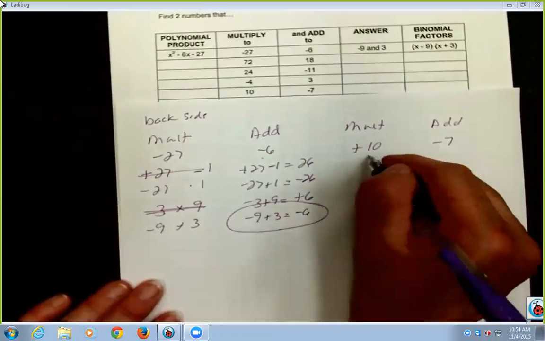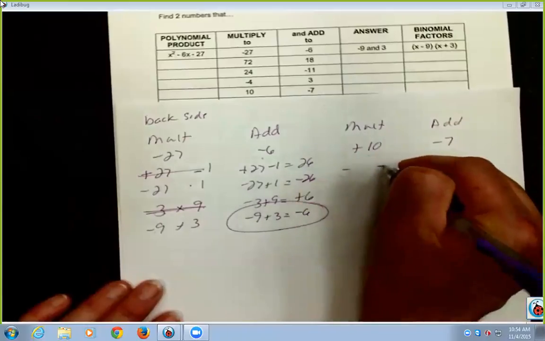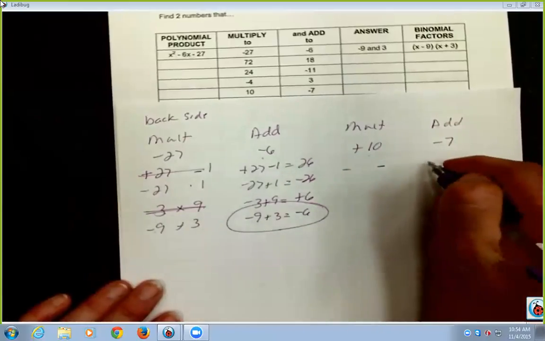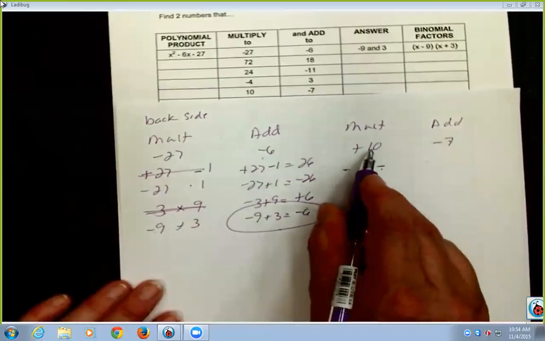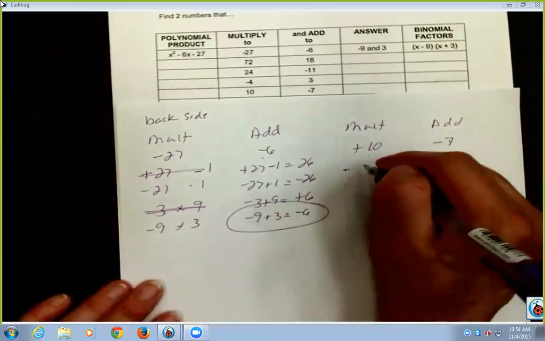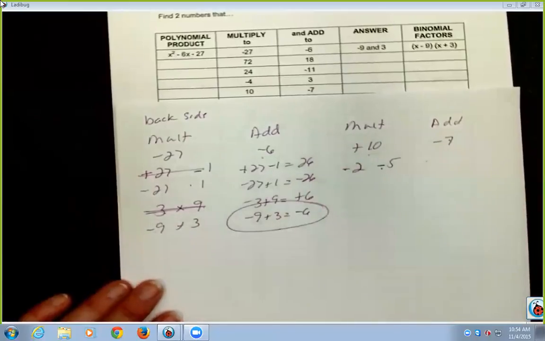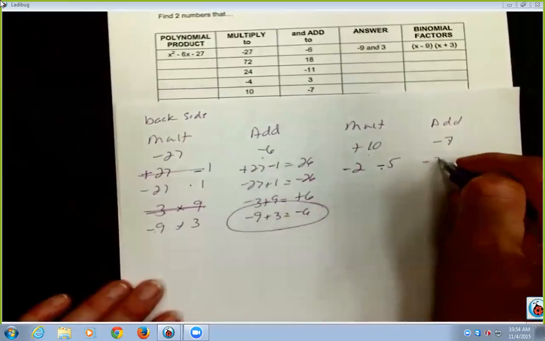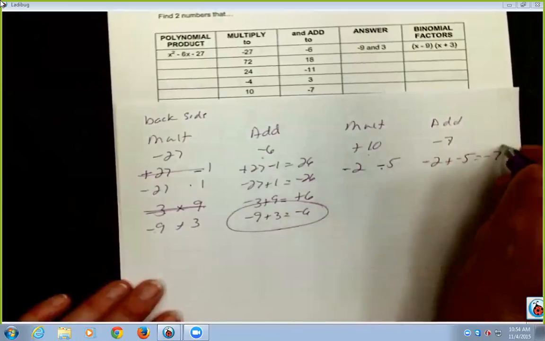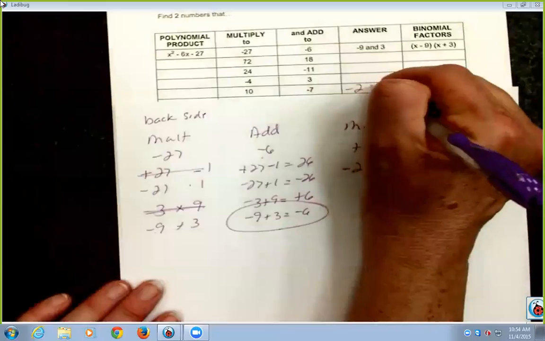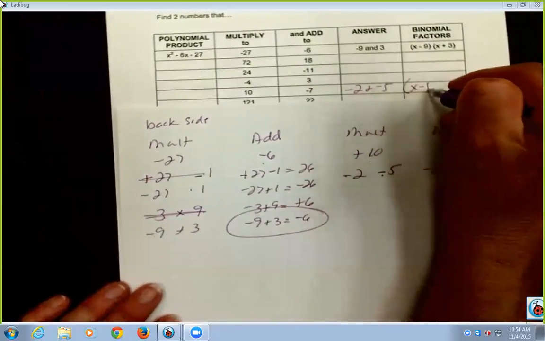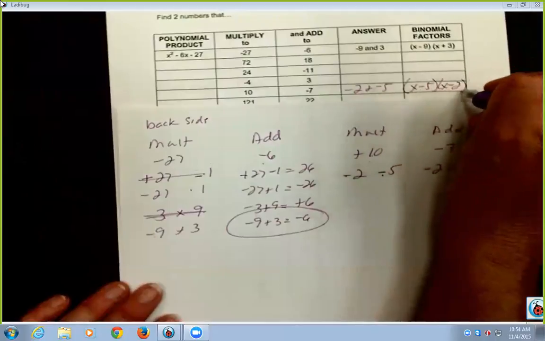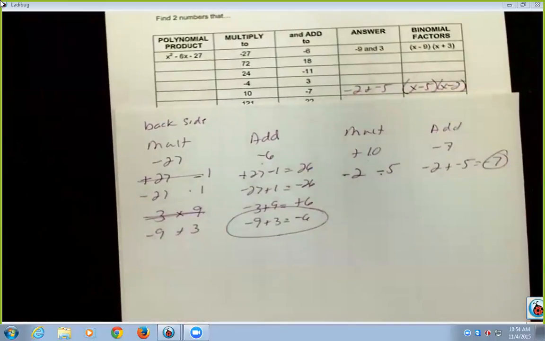Well, the only thing that you could get is both factors must be negatives, because a negative plus a negative will give me a negative 7, and a negative times a negative gives me a positive. So the factors are 2 and 5. Negative 2 plus a negative 5 does equal a negative 7. And so my binomial is going to be x minus 5 and x minus 2. So my signs would be the same. Okay.